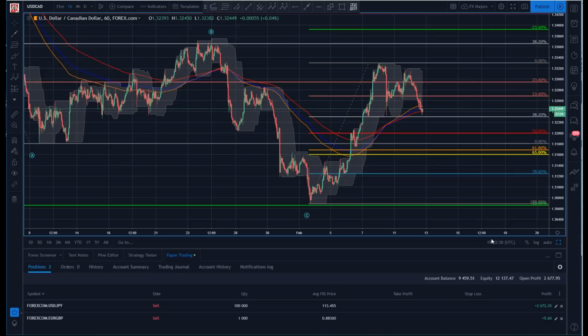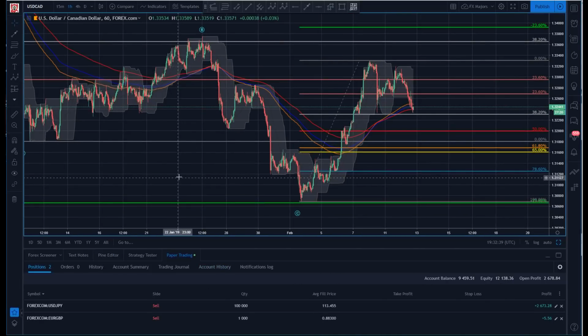So we get paper trading. I would suggest you start by putting 10 grand in here. That's what I did. I started with 10. You can see I'm sitting at 12.1, right? Got a couple of good trades in the yen.